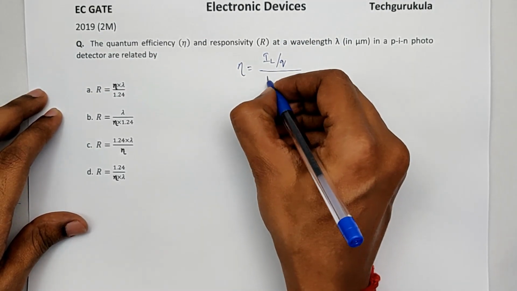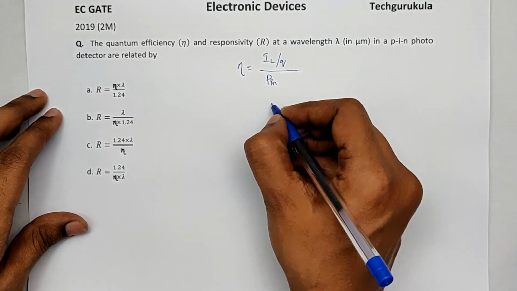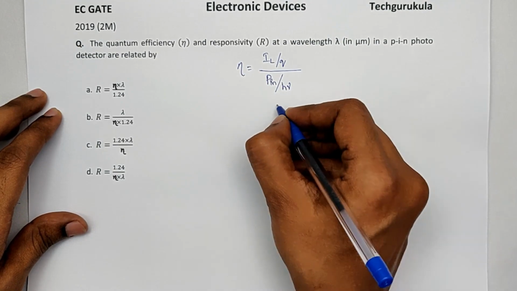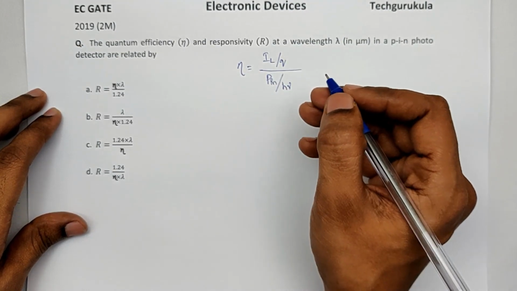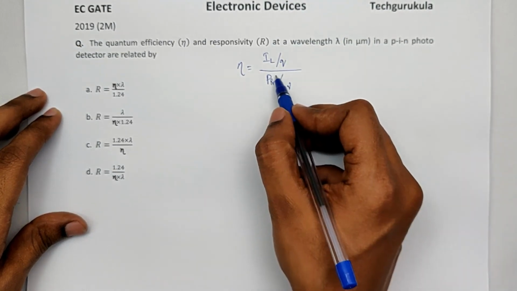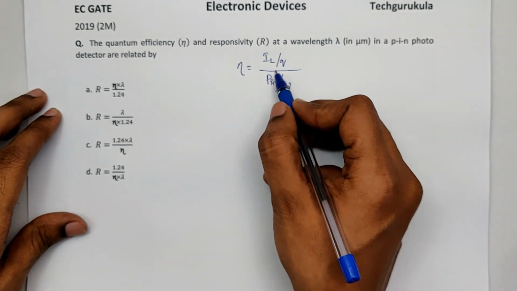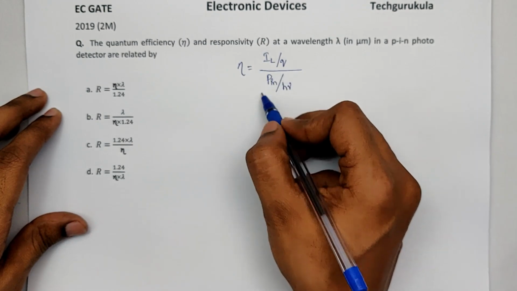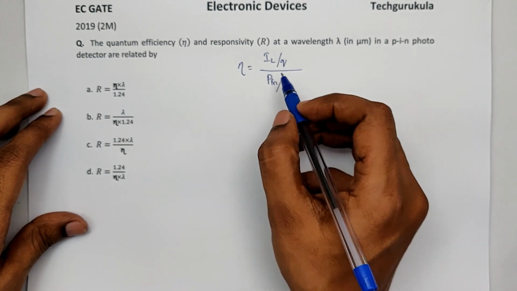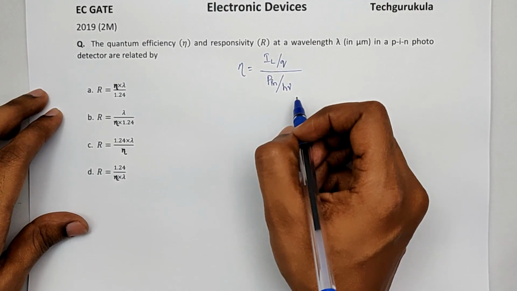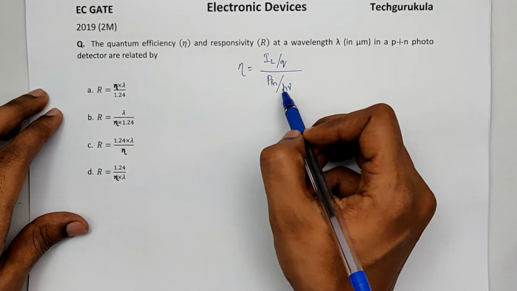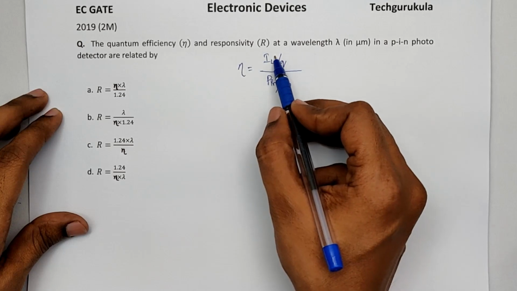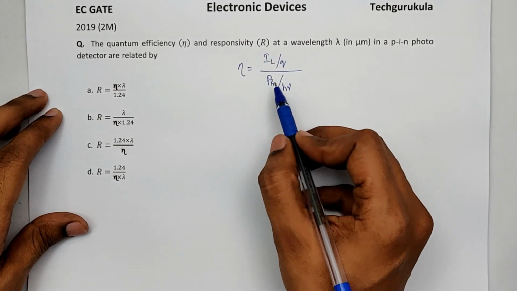So if you look at this, the value that we know is the incident power. So if you divide this with the energy of a photon, power is nothing but energy per unit time. So if you divide this with h nu, we would get the number of photons flowing per unit time, or number of photons incident on the pin photo detector per unit time. So we have per unit time in the numerator and denominator, hence they get cancelled. So we have the number of carriers collected to that of the number of photons incident.